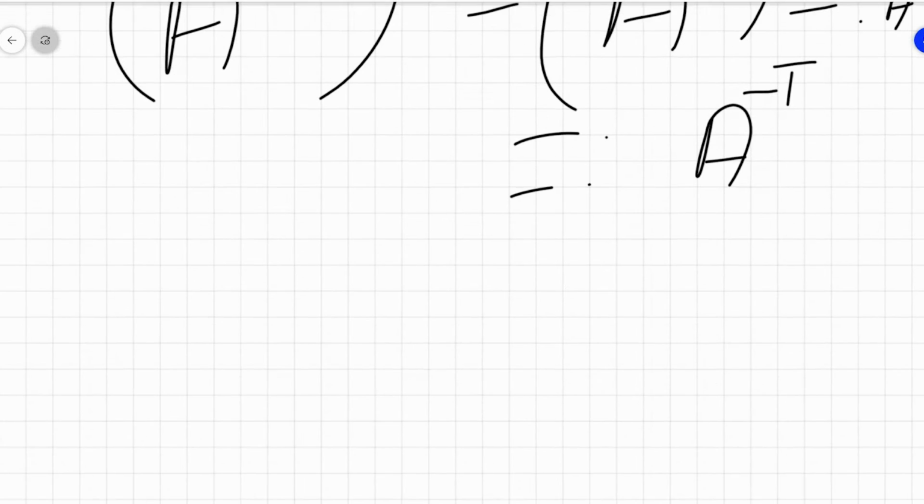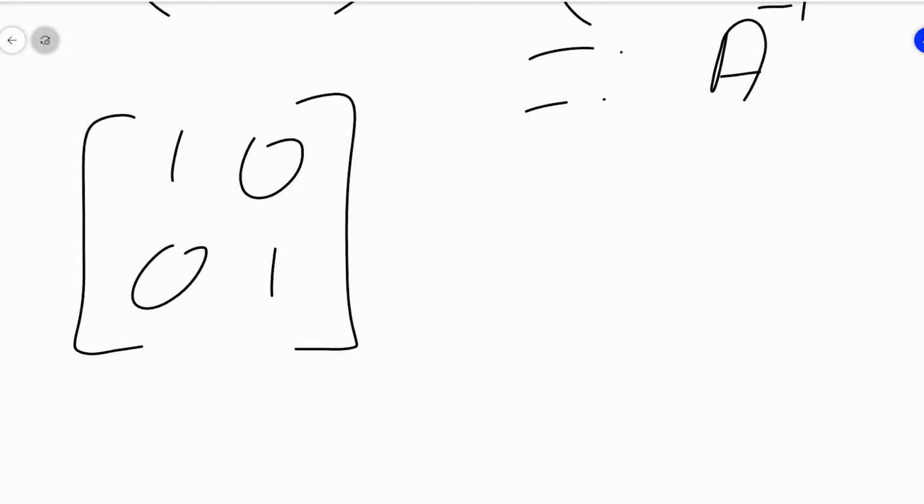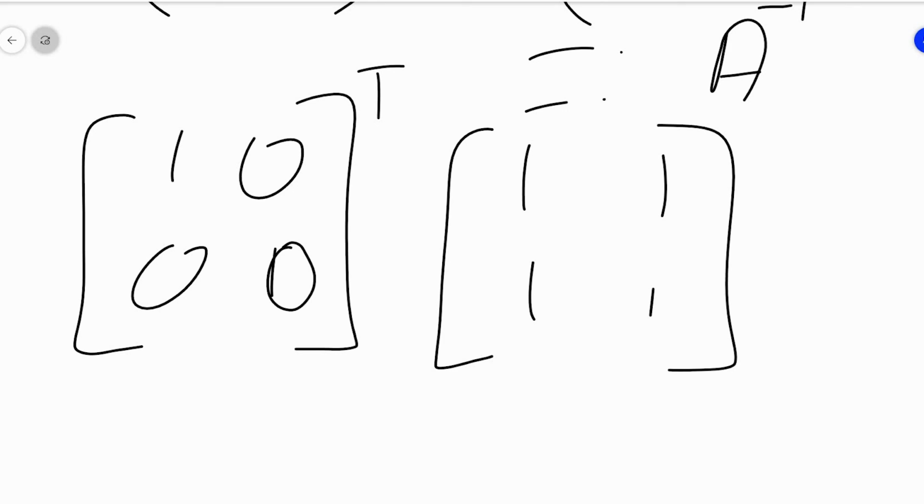Let me give you an illustration, then we'll close this tutorial because it's already getting long. Let's say you have A equal to 1 0 0 0. You know this is a symmetric matrix, that is, when you transpose it, it's still the same thing. Then you have another matrix, 1 1 1 1. This is also a symmetric matrix. When you transpose it, it's still the same thing.